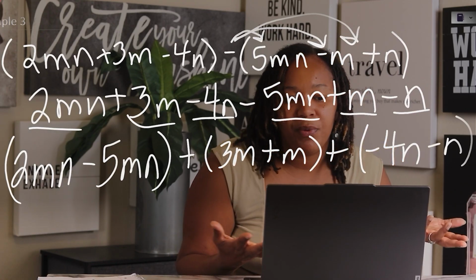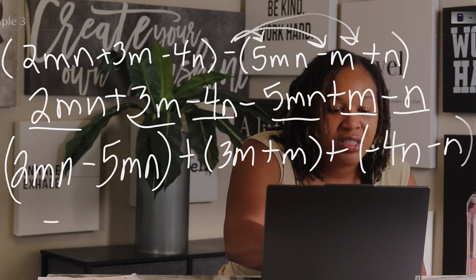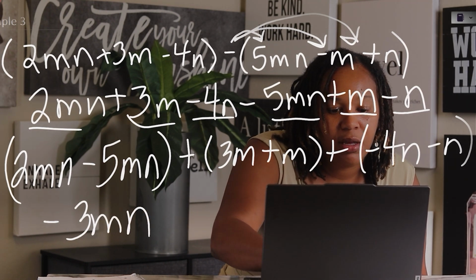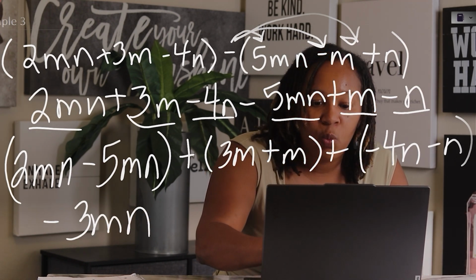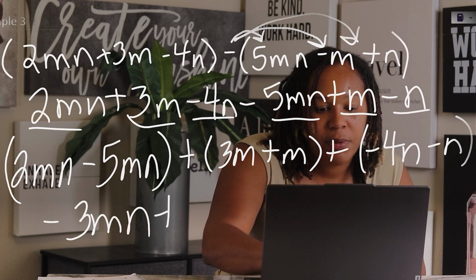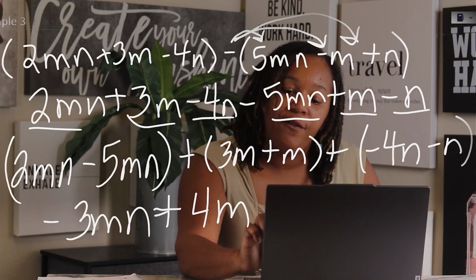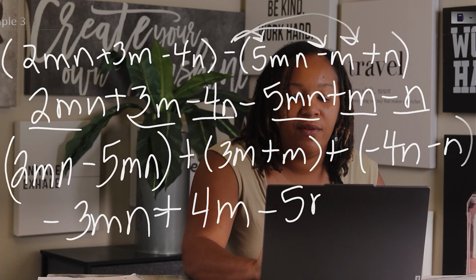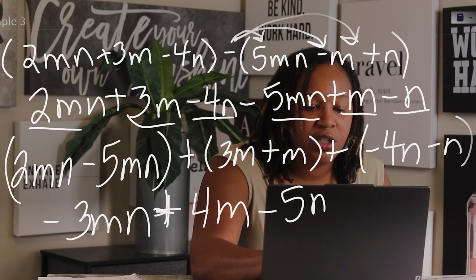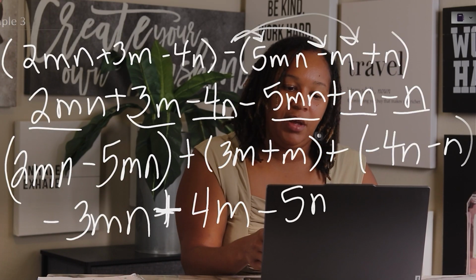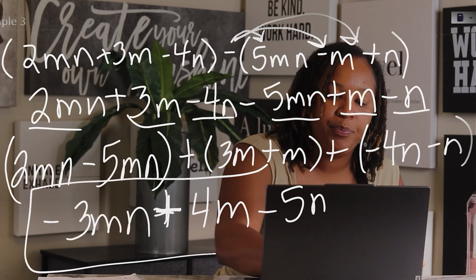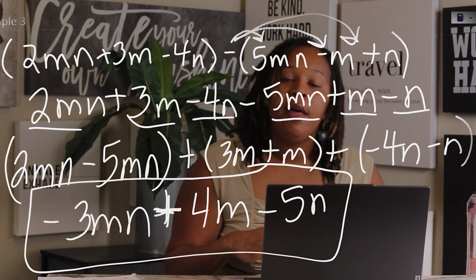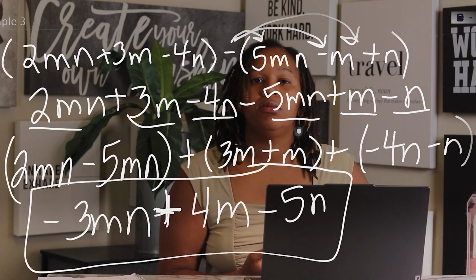And so now you just simplify. 2 minus 5 is negative 3. So that's a negative 3mn. 3m plus m is like saying 3 plus 1. That's 4m. And then negative 4n minus n, that's saying negative 4 minus 1. That's a negative 5n. And so your answer ends up being negative 3mn plus 4m minus 5n, okay? And that's how you add and subtract polynomials.